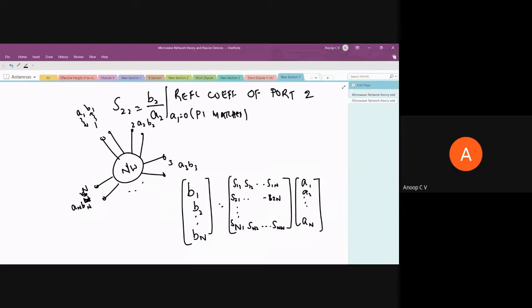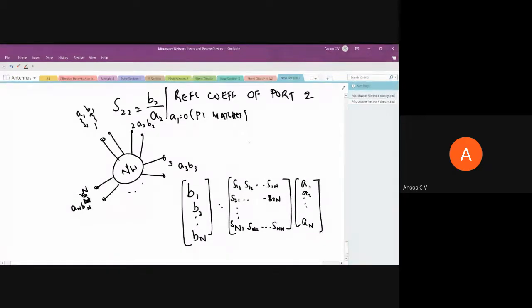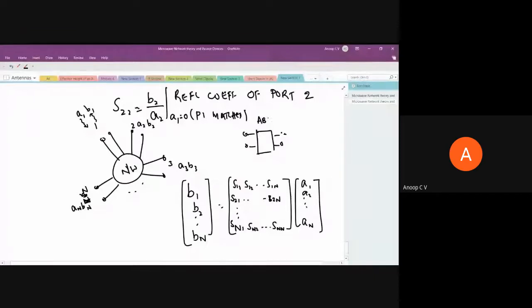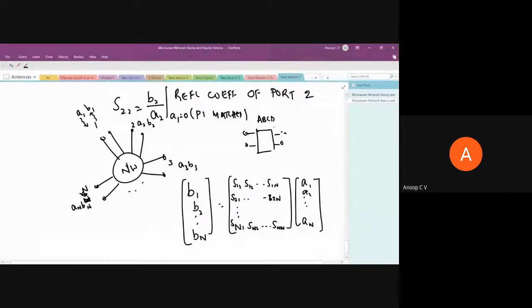Depending upon the scenario, suppose you want to cascade many lumped networks one after the other, as I told you yesterday. Then it's always easy to represent them using ABCD parameters. Why? Because I can simply take the product of all the ABCD parameters.